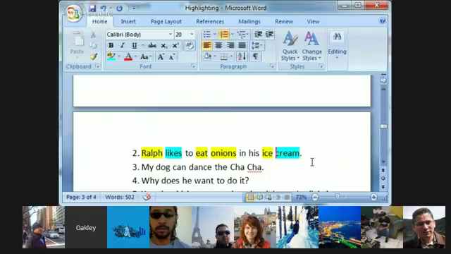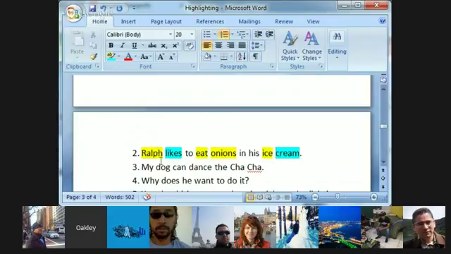Okay. Now, even though this is a function word, I have to keep my rhythm. Ralph likes to eat onions in his ice cream would sound weird if I high-pitched all of the content words. Doesn't that sound weird? Ralph likes to eat onions in his ice cream. Yeah, there's no melody. I sound slightly hysterical. I sound like I'm freaking out or something. It sounds wrong. There's got to be up and down.